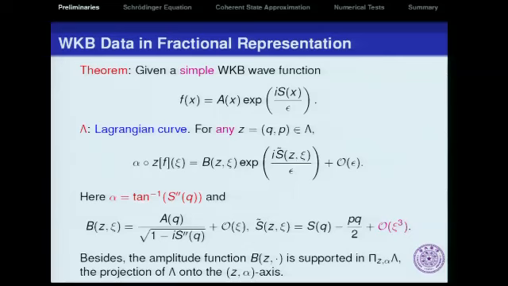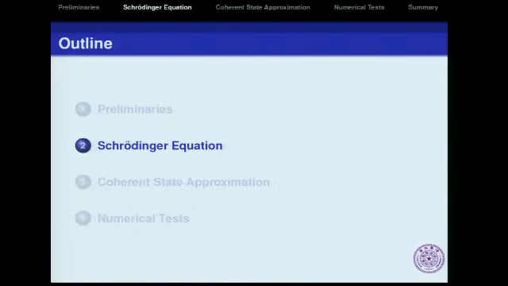The importance of this property is you can prove it just by the stationary phase method, the stationary phase theorem, and the condition is used to guarantee a unique non-degenerate stationary phase point. Okay. Now I'll go to the Schrödinger equation.